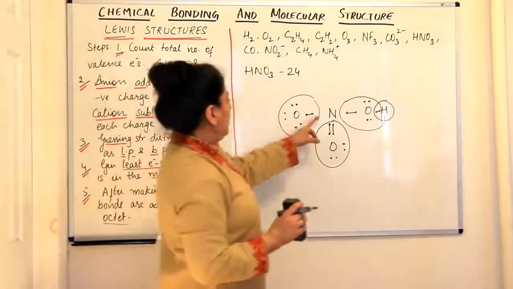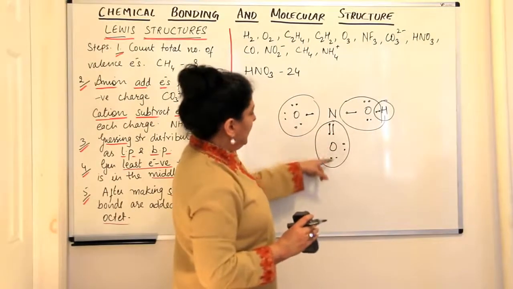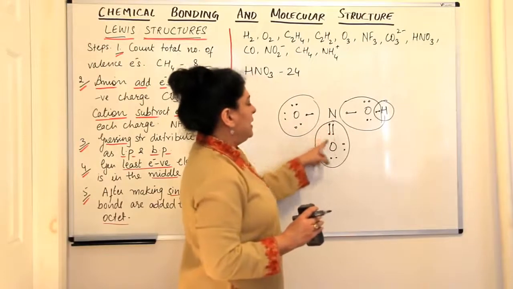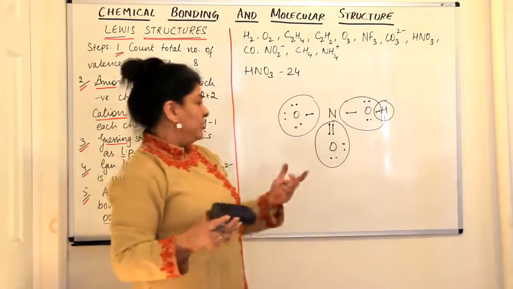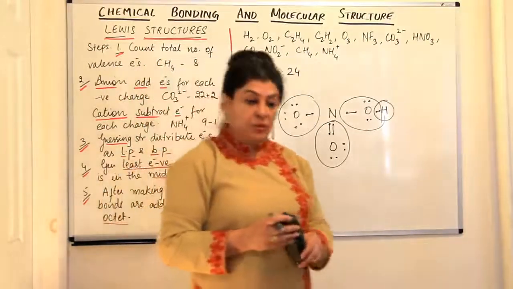So what happened? All the octets are now completed. Oxygen had 8, it still has 8. Nitrogen had 6, but by forming a double bond with this oxygen, it now has 8 electrons. So the octets are completed, and this should be the structure of HNO3.